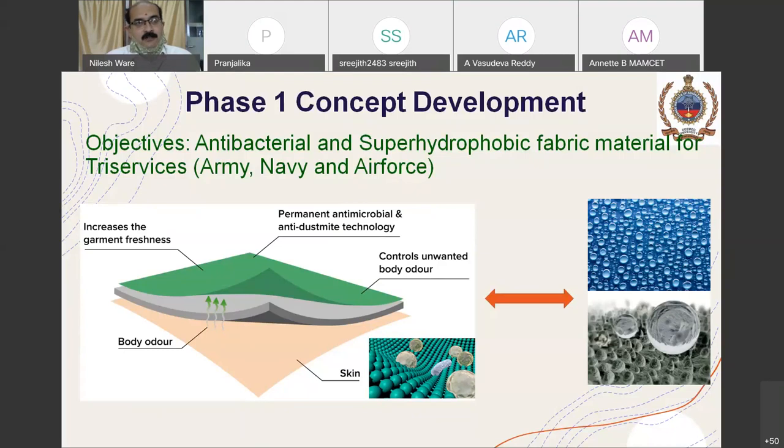So the audience might be thinking, oh, these fabrics are not available. Yes, all these fabrics are available, but there are some drawbacks, which I will cover in my next slides. But if you look, the objective is very broad. It's a broader picture: antibacterial and superhydrophobic. Antibacterial, as the term says, it should not give rise to any bacterial progress in the fabric material.